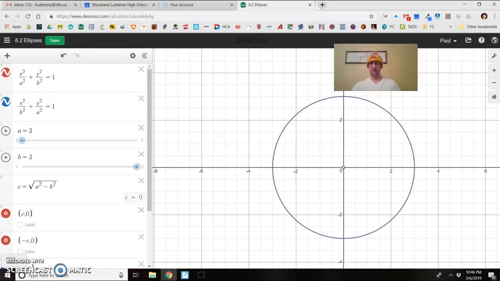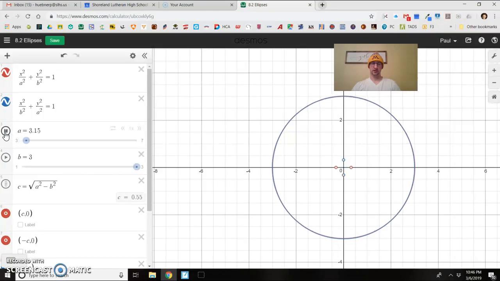Here on Desmos I have an example where I've got two different ellipses graphed. One is stretched more horizontally and one is stretched more vertically. And I have sliders set up for a and b. a is going to be the major axis length. So right now I have a semi-major axis of 3, half of the major axis. So 3 to the right, 3 to the left. My minor axis is also set to 3 at the moment. So 3 up, 3 down, thus we have a circle.